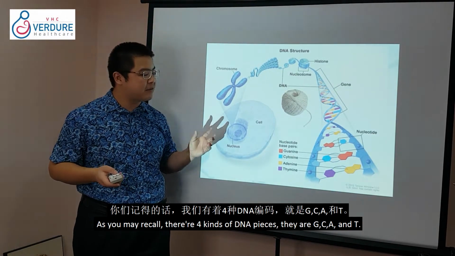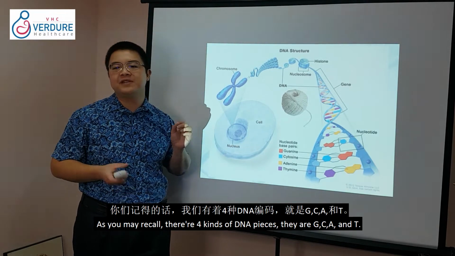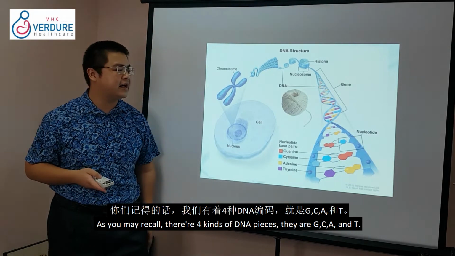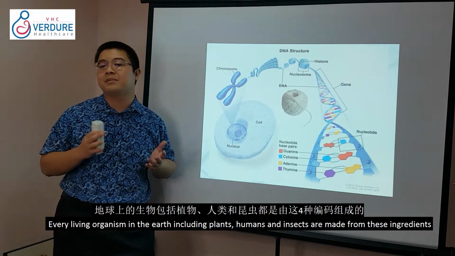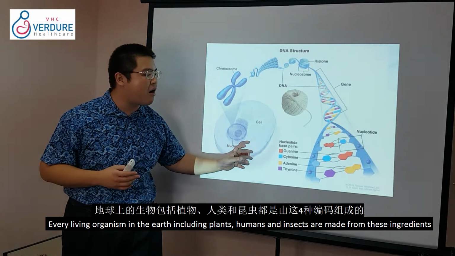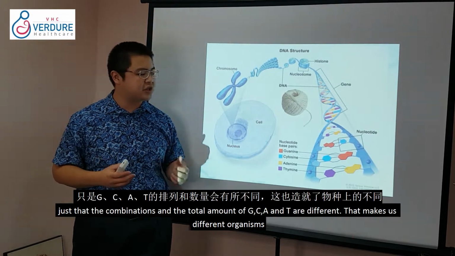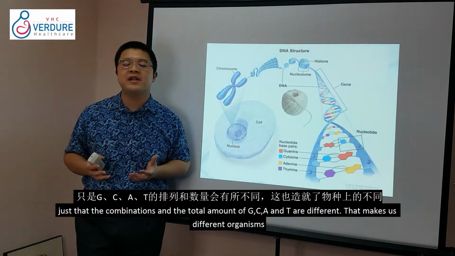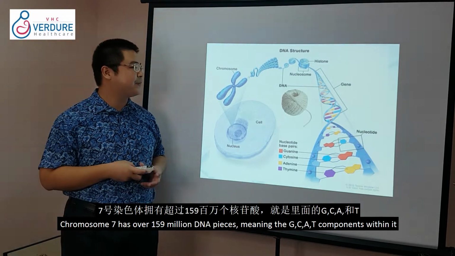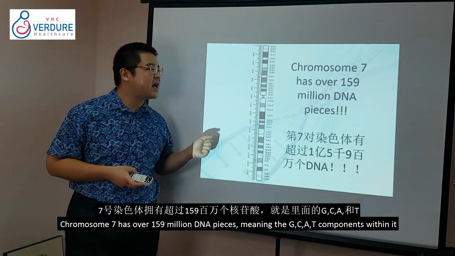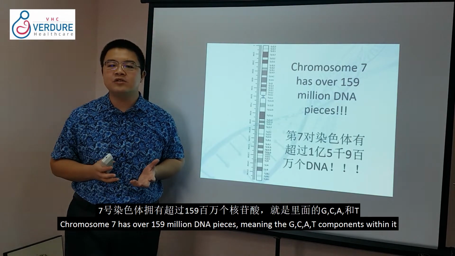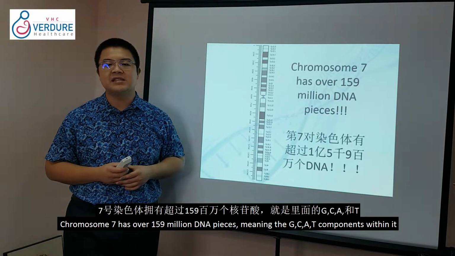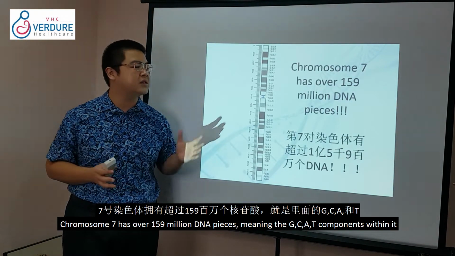As you might recall, there are 4 kinds of DNA ingredients: G, C, A, and T. Every living form on this earth, including plants, humans, and insects, is made from these ingredients. It is just the combination and the total amount of GCATs that are different that makes us different organisms. In chromosome 7, there are over 159 million DNA pieces, meaning the GCAT components within it.